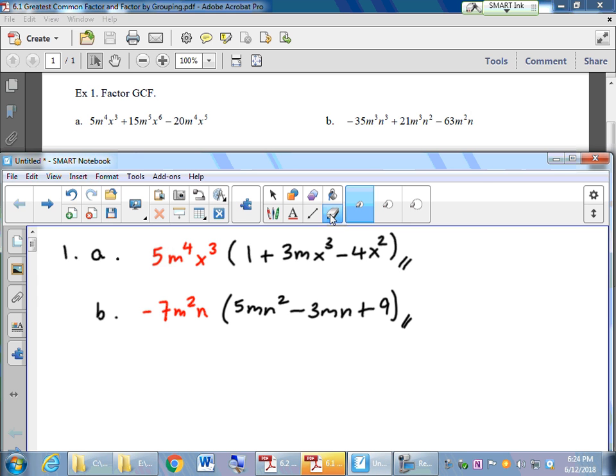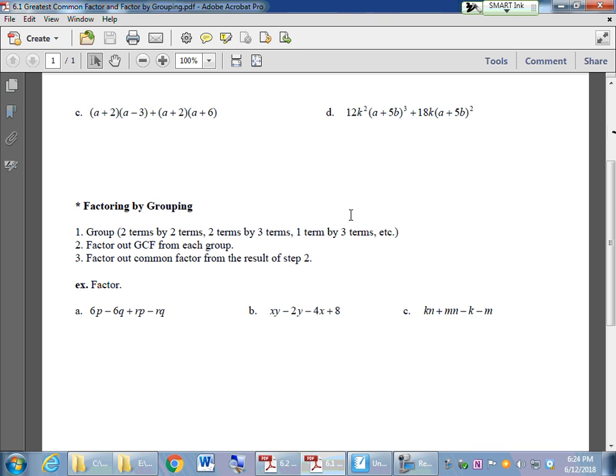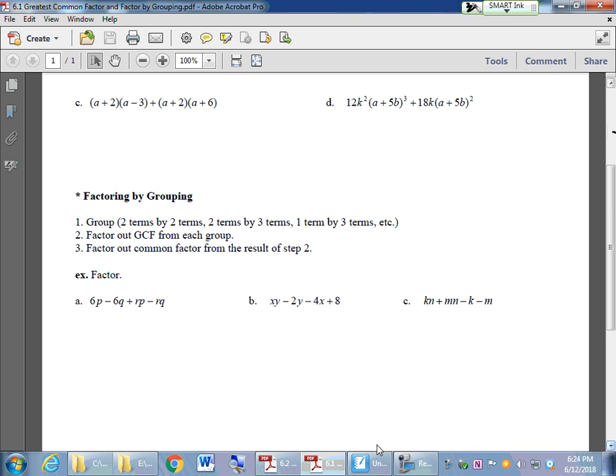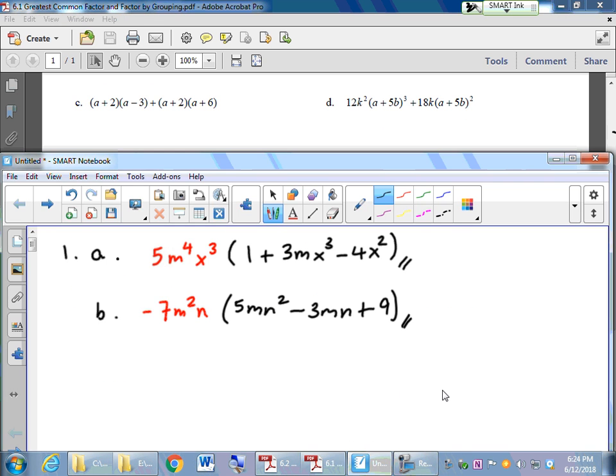Continuing, next example. Part C. Your greatest common factor is not necessarily only a monomial. It could be a binomial or it could be a trinomial also. Well, this is an example of it.